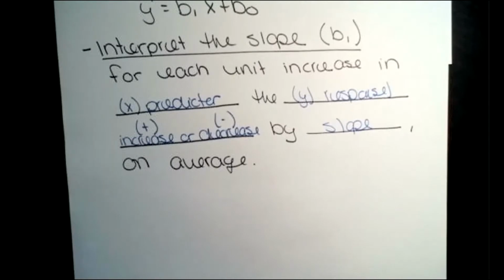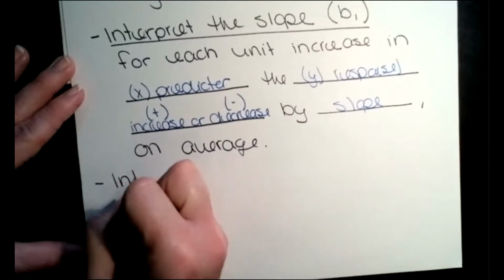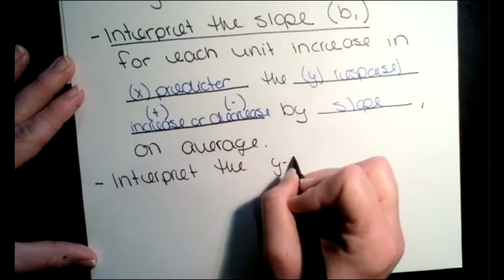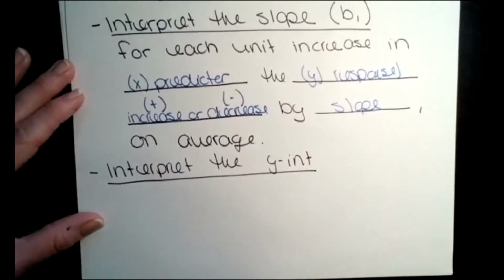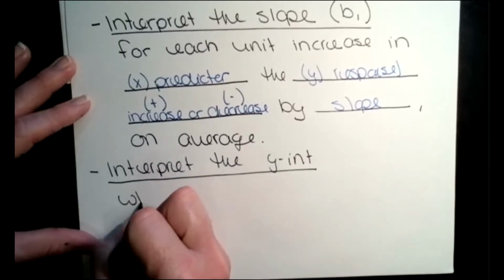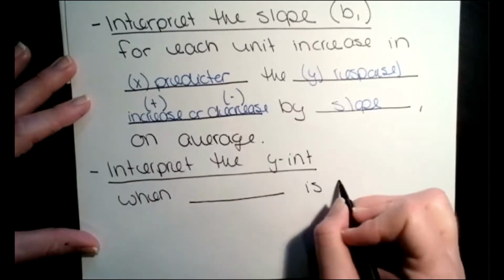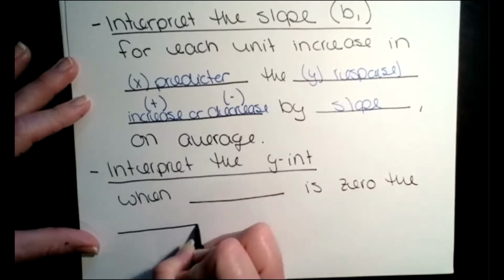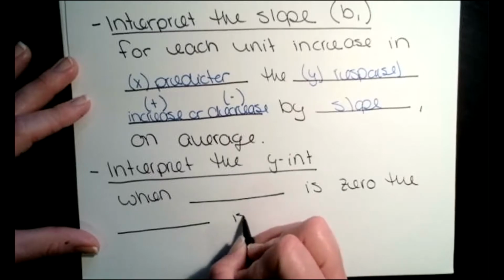And then we can also interpret the y-intercept sometimes. We don't do this all of the time, and I will tell you when we won't do this. This one's pretty simple as well. When my X or predictor is 0, the Y or response variable is the y-intercept.